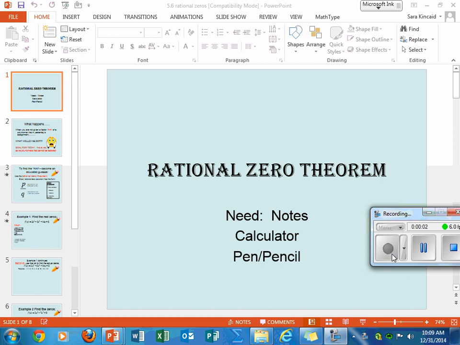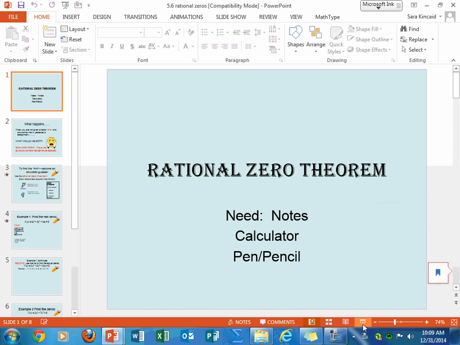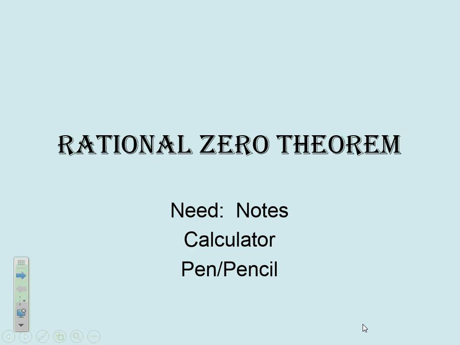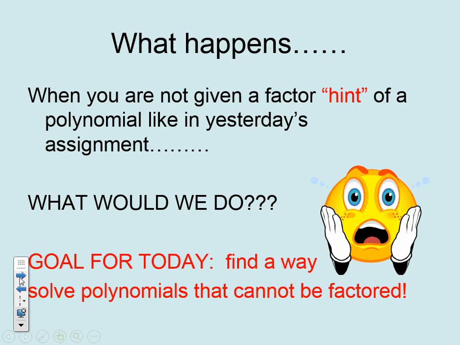Hey guys, so today we're going to be taking a look at what's called the rational zero theorem. So finding these things called rational zeros, and you're going to need your notes, a calculator, and something to write with, of course. So what happens when you're not given a factor hint like we were yesterday in the assignment?